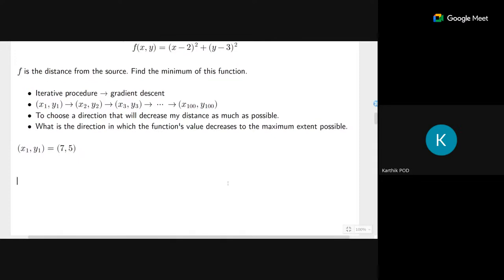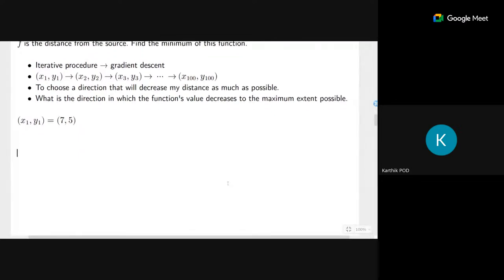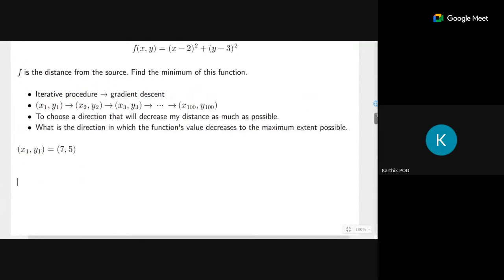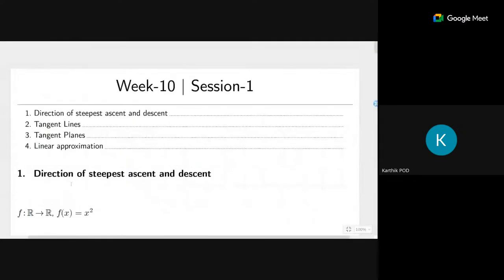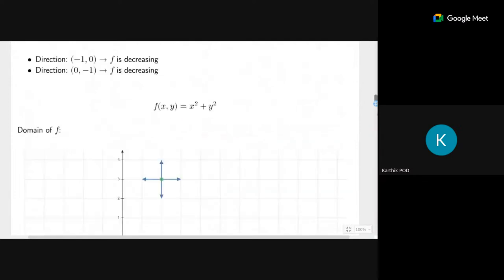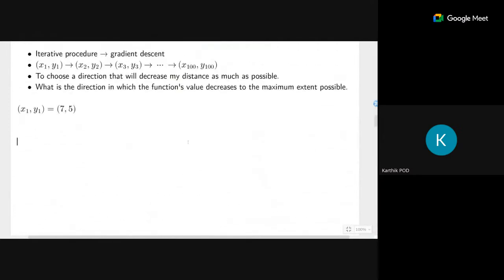Okay, so this is the idea of, what was the title of the first section, right? This direction of steepest ascent and descent. So here we are looking at what is called the direction of steepest descent. We are looking at that direction where the function will decrease the most.